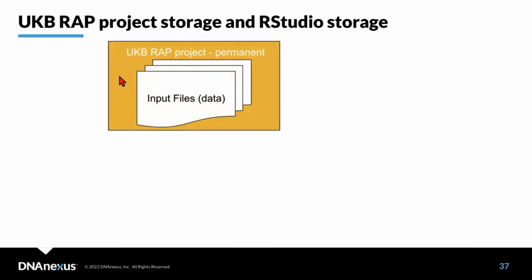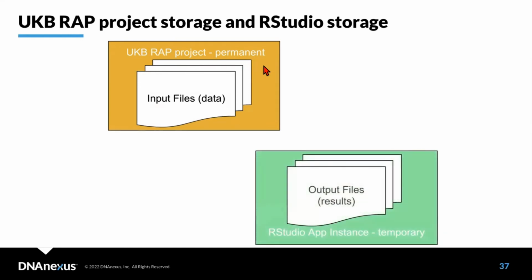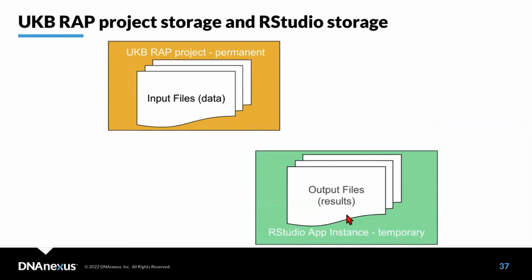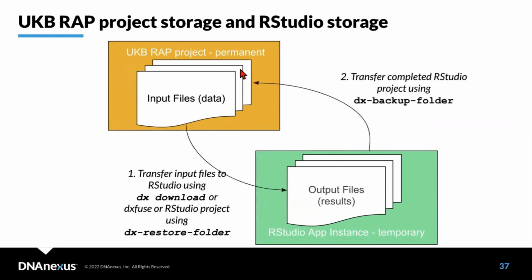So remember, again, we have 2 different projects. We have the UKB RAP project, which is permanent. It's on the UKB RAP platform. And then we have another project, which is the RStudio project inside the RStudio instance, which is temporary, meaning that once you terminate your RStudio app instance, everything that was unsaved is gone. That's why we need to establish how we can first move files from the permanent UKB RAP project, and then transfer the results back to the UKB RAP project.